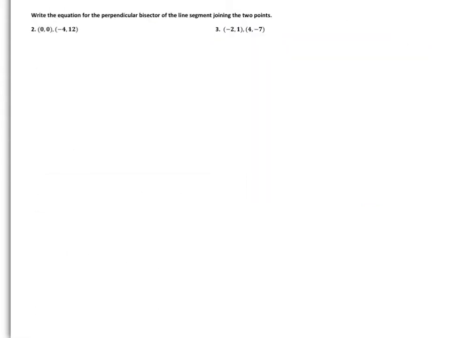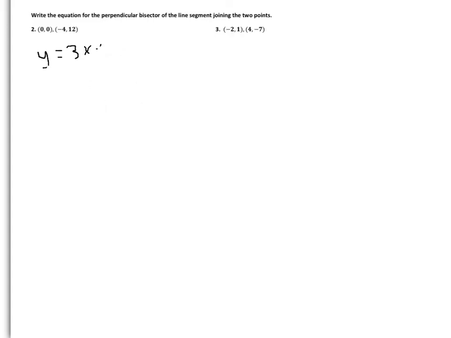Alright, so write the equation for the perpendicular bisector of the line segment joining the 2 points. Okay, so if you remember from graphing, if I have y equals 3x plus 2, the perpendicular line would be negative 1/3 x plus b, because to be perpendicular, it's the negative reciprocal of the slope. So let's see how that'll look here.